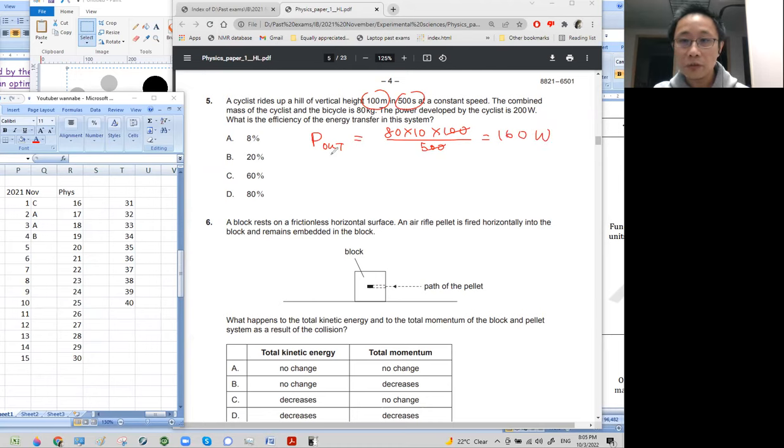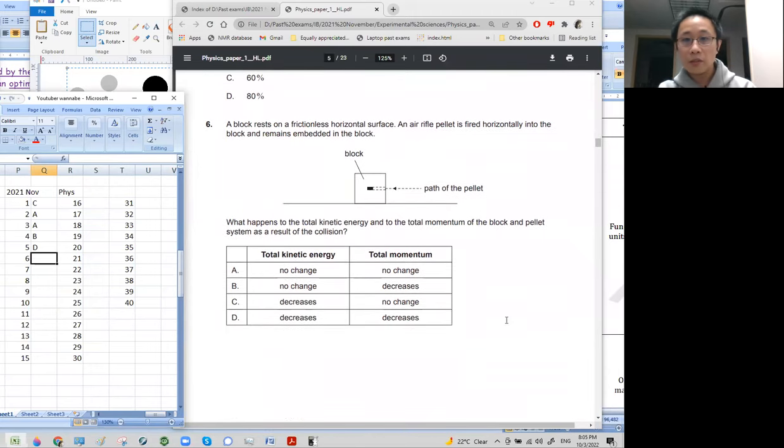And then P in is 200. So therefore, efficiency equals P out over P in, and that should be 80%. I don't think I made any mistakes. I'm guessing A would be the trap answer if you ignore gravity. So I'll clear the screen and then put D as my answer.